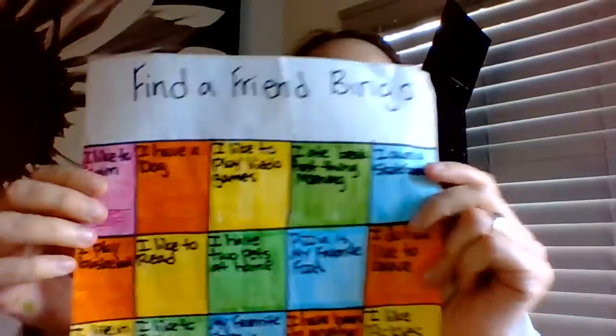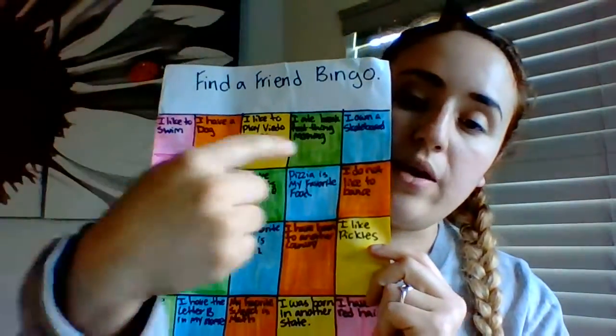So let me explain the game. For this game, you will need a piece of paper, maybe something colorful, and a pen. So what I did today is Find a Friend Bingo, and each square has something on it. It says something like, I like to swim, I have a dog, I like to play video games. Every square is different. So the point of this game is that the student has to go around the room and find other peers that can sign their name onto the box.